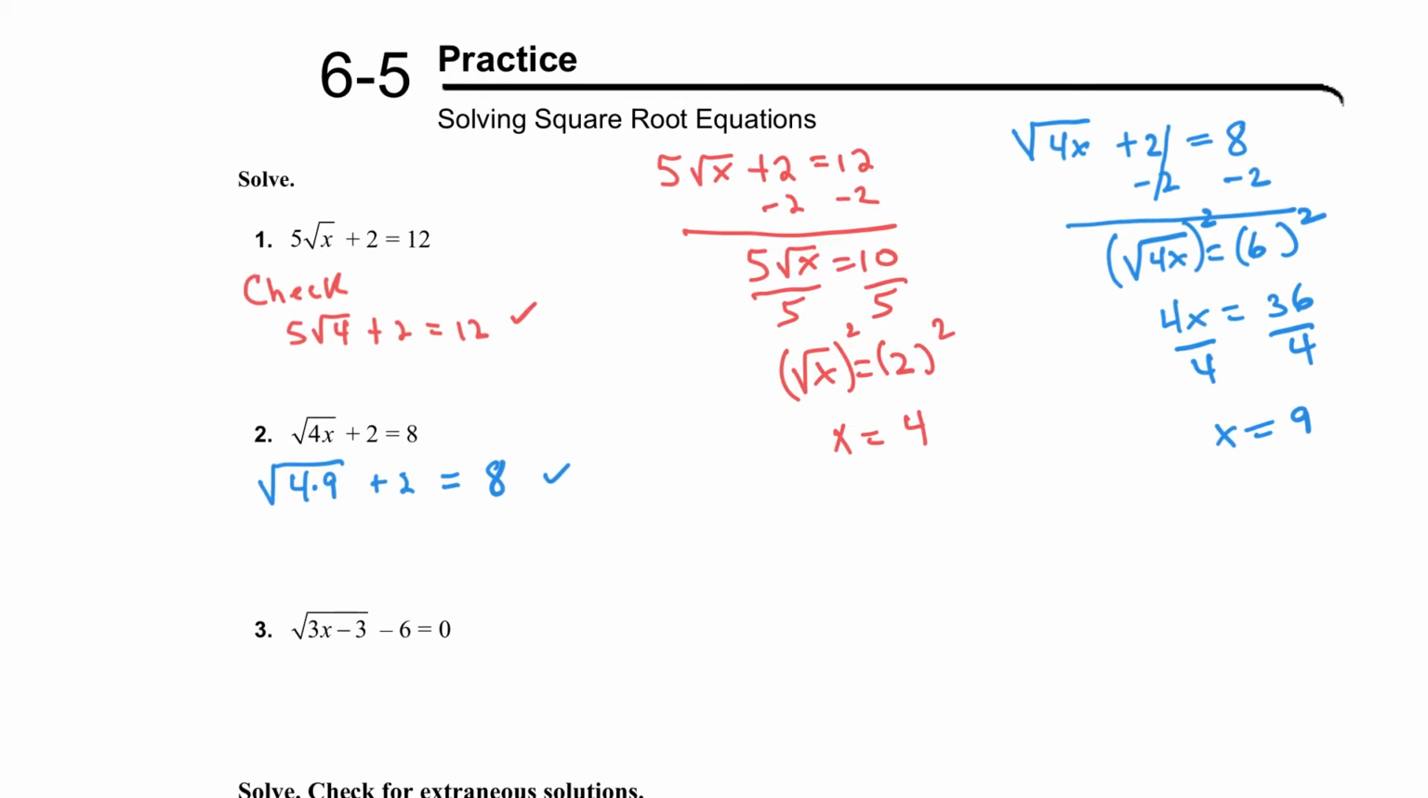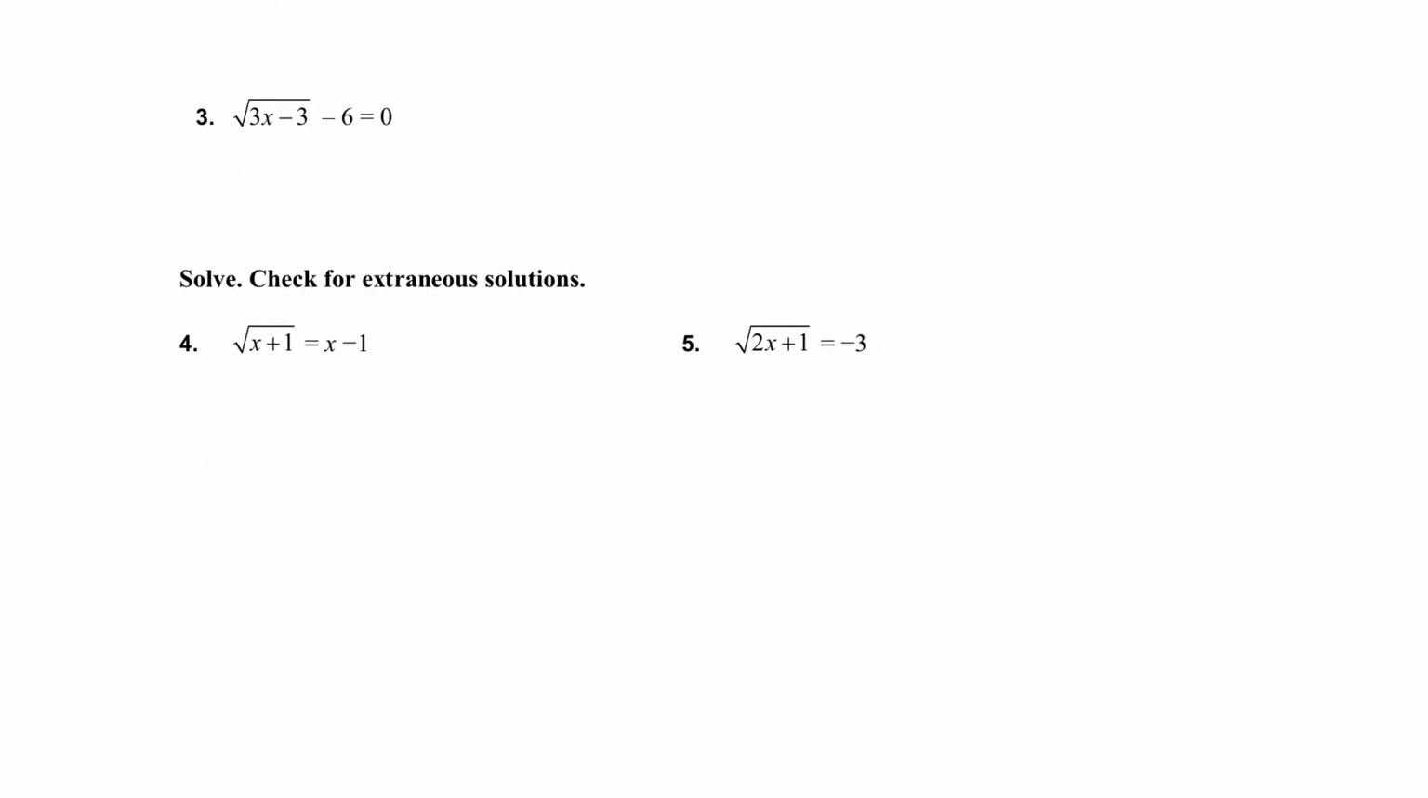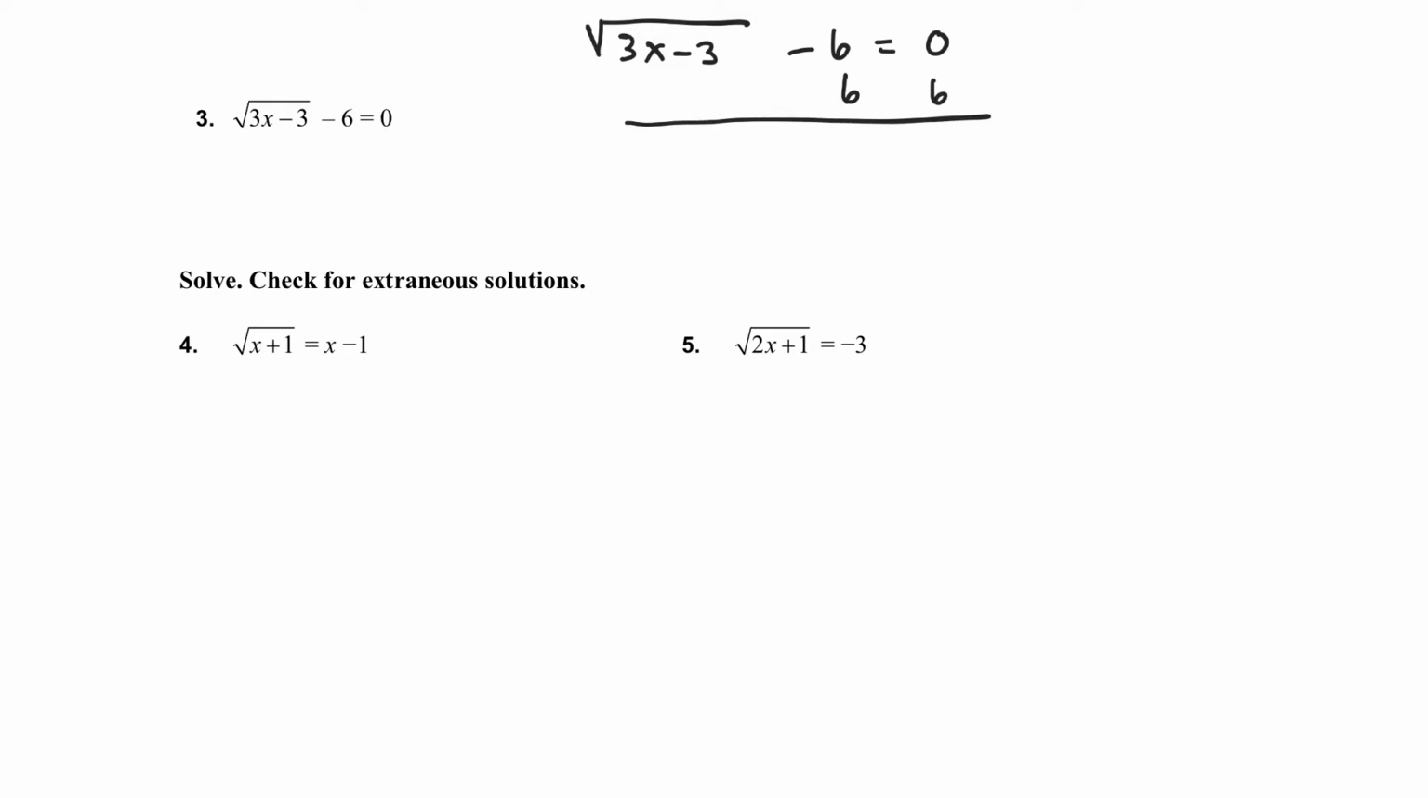And what I'm going to do is I'm going to go ahead and move it up. So I have square root of 3x minus 3 minus 6 equals 0. You add 6 to both sides. So you have square root of 3x minus 3 equals 6. The left side and the right side you want to square. So when you square a square root, you get 3x minus 3 equals 36.